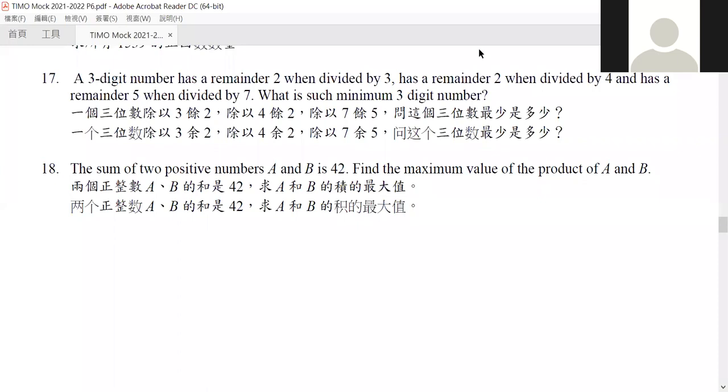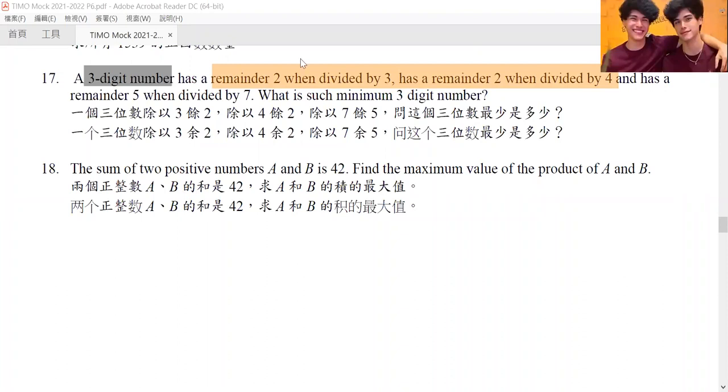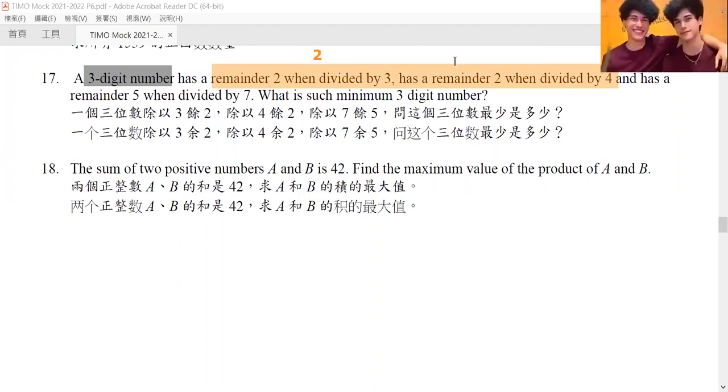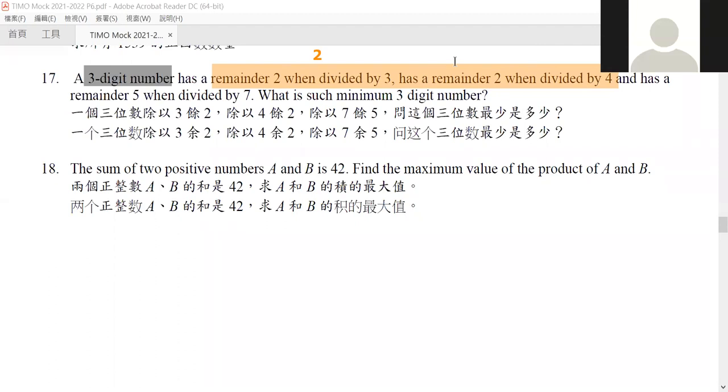Now, whenever we see this kind of problem, note that this is a 3-digit number, not just 12. First of all, we want to combine the first two conditions. Can you find a number such that when it's divided by 3 the remainder is 2, and divided by 4 the remainder is 2? Do not consider the last condition first. The easiest number that satisfies these two conditions is 2.